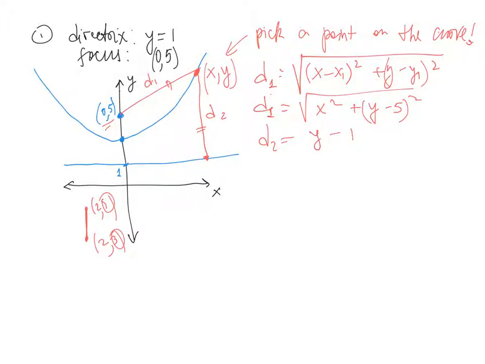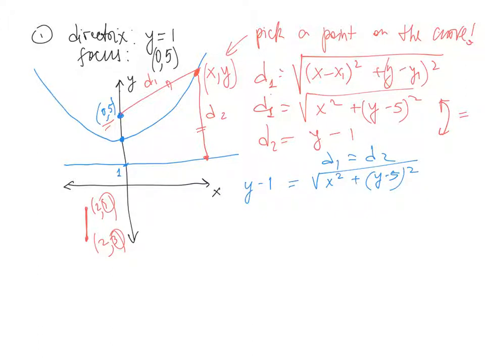So all I need to do is set these two equal. Too much red. Let's do something else. Okay, so we are saying d1 equals d2. In other words, y minus 1, I switched them around, doesn't matter, equals the square root of x squared plus (y minus 5) squared.